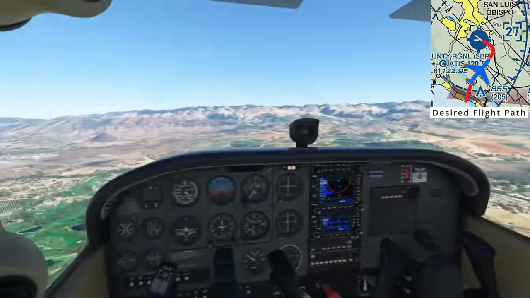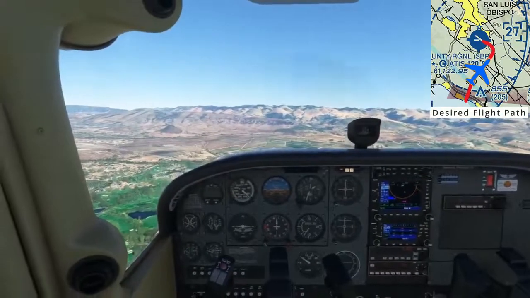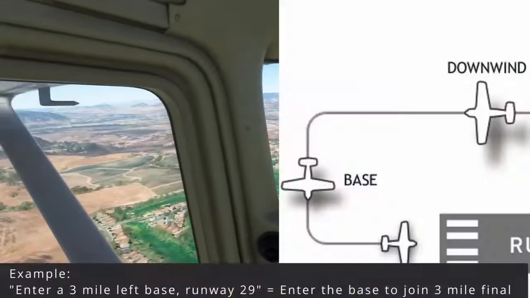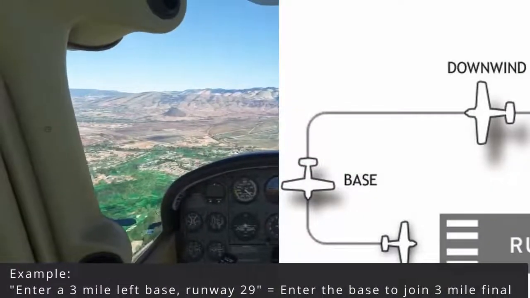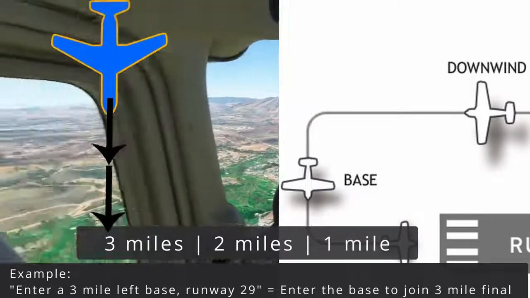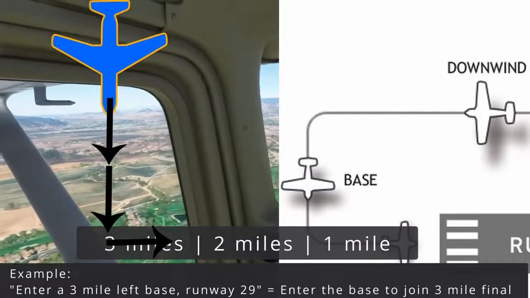One thing to know about the base leg is that the tower may instruct you to enter or join the base leg with a specific mileage. For example, enter a 3-mile left base runway 29R. This typically means that the tower wants you to join the base leg, but further away from the airport than normal, likely due to sequencing with other traffic.